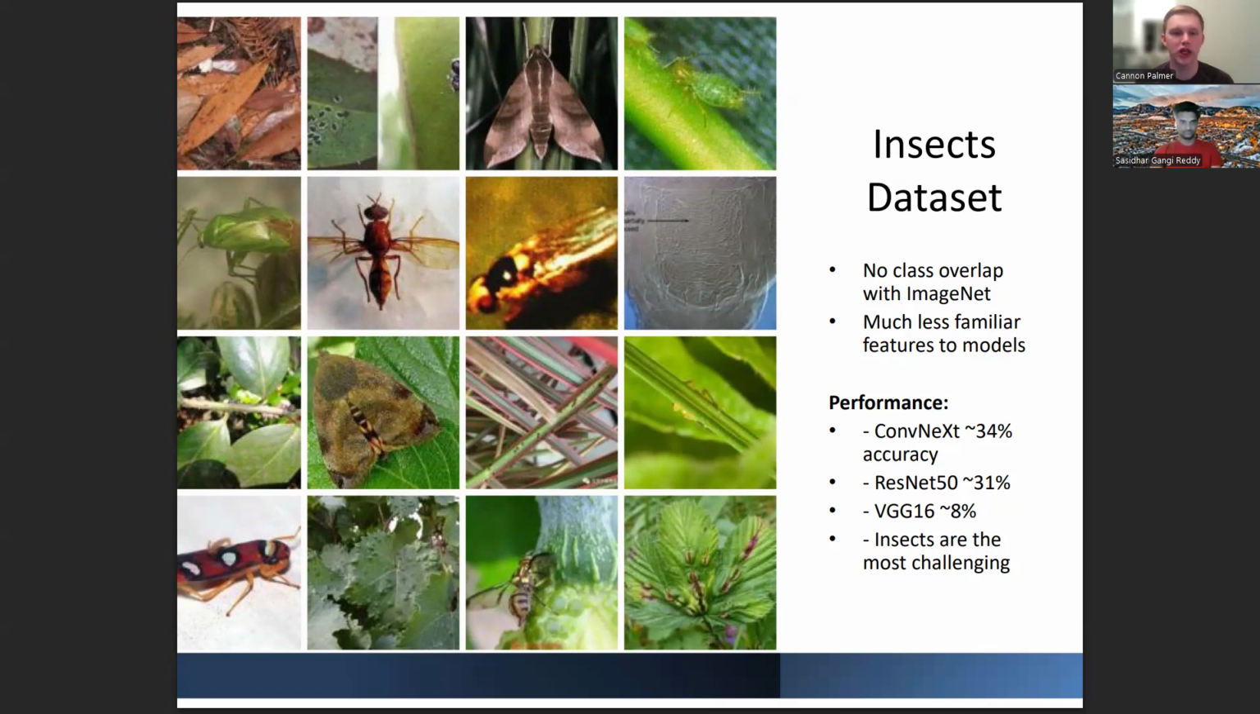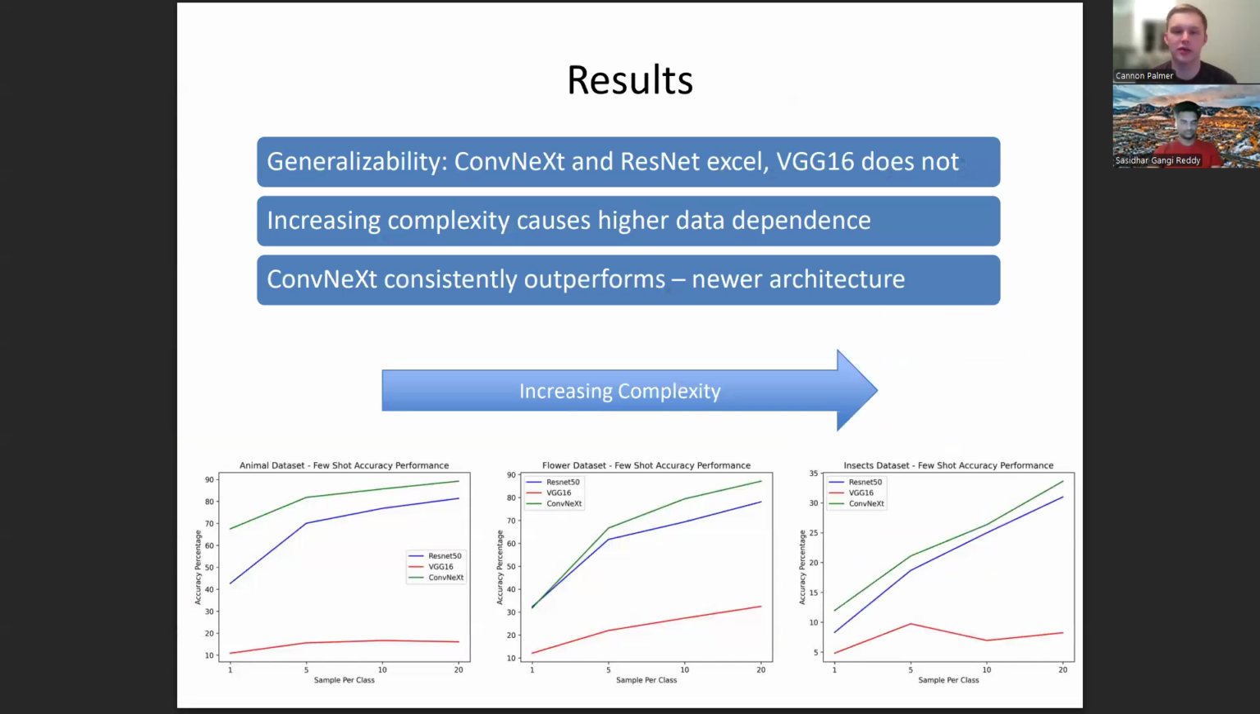Finally, when we take a look at the cumulative results, we see in the plots below that our top performing model by far was ConvNeXt, and the runner-up was ResNet 50 in blue, and VGG16 in red did not perform well with few-shot learning on these datasets. This shows us that the ConvNeXt and ResNet 50 models generalize well and are able to perform few-shot learning. We also see that as the complexity of the models increases, there is a higher and higher data dependence, meaning that more few-shot samples are required.